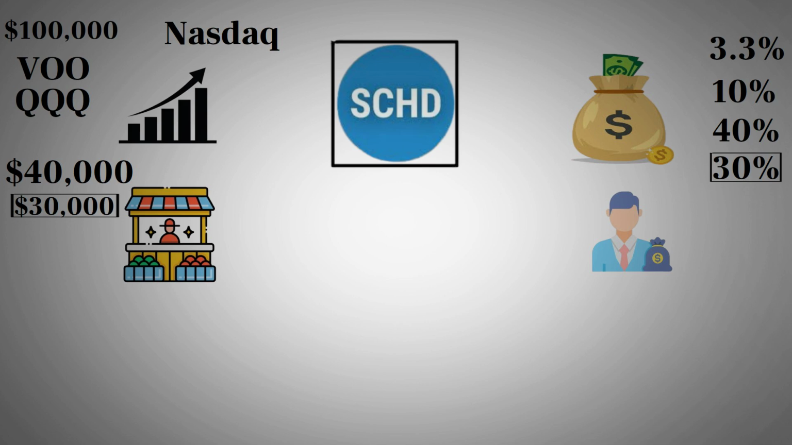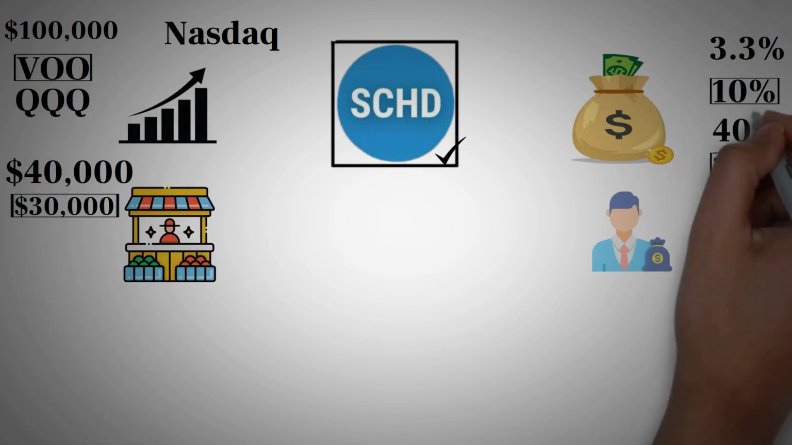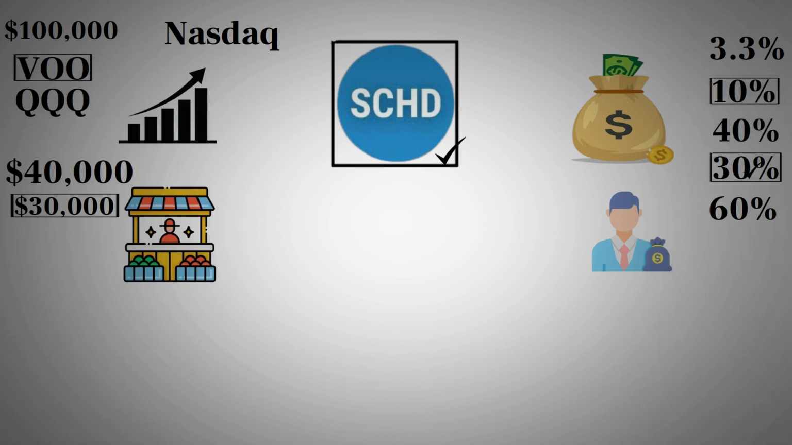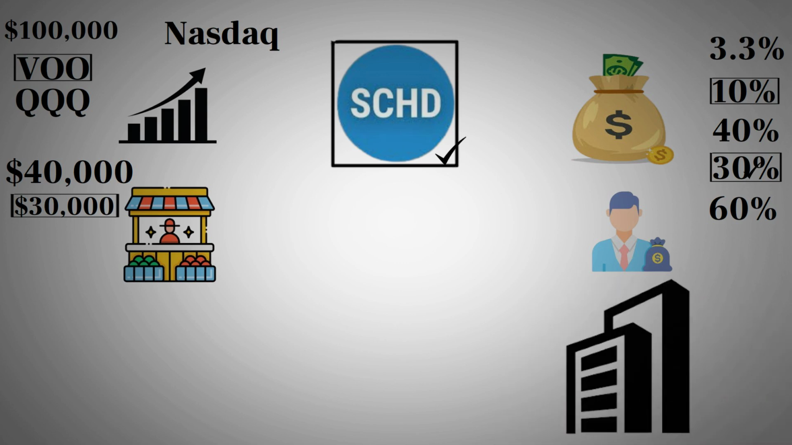Alternatively, a more conservative allocation might shift greater weight toward dividends and stability. For example, 60% in SCHD, 30% in VOO, and 10% in QQQ. In this scenario, the majority of capital emphasizes income-producing companies while still maintaining exposure to broad market performance and a smaller slice of high-growth technology.